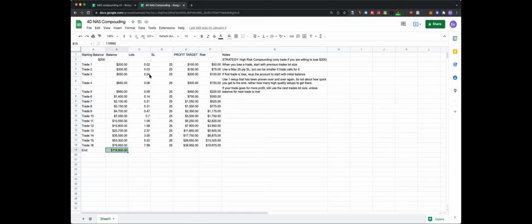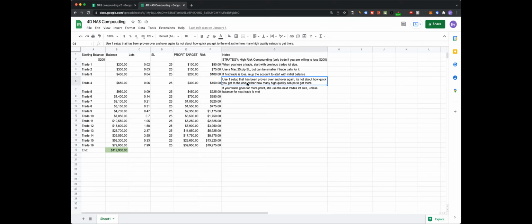When you lose a trade, start with the previous trade's lot size. So if I lose one, I go back to my 0.06, right? Use a max of a 25 pip SL. It can be smaller if the trade calls for it. So if your trade doesn't call for a 25 pip SL and calls for a 10 pip SL, then we only use a 10 pip SL. But the max amount that I'm allowed to use is 25. So you have to find setups that are less than this.